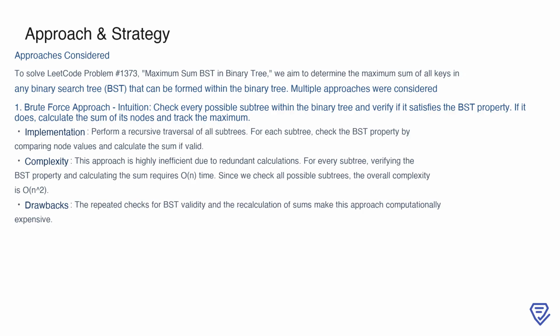For each subtree, we must repeatedly validate the BST property and calculate its sum, which requires O(n) time. When applied to all subtrees, this results in an overall complexity of O(n squared). This makes the brute force method impractical for large trees due to its inefficiency and redundant calculations.